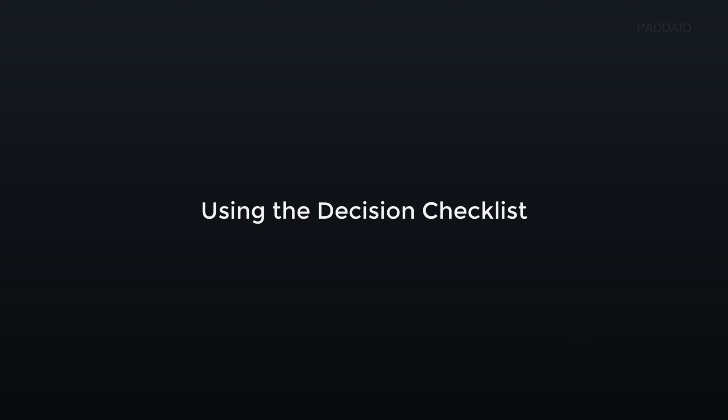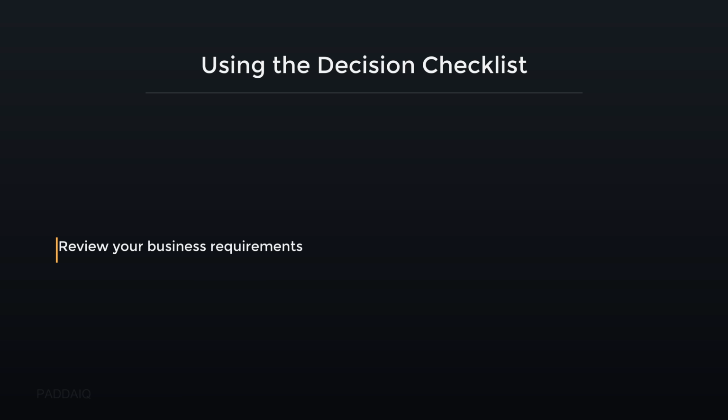Using the decision checklist for effective planning. Review your business requirements. This means identifying what your company truly needs from a solution before you start building. For instance, if your goal is to automate invoice approvals, you would specifically look for workflow automation capabilities. This initial step ensures your project is aligned with real business goals from the very beginning.